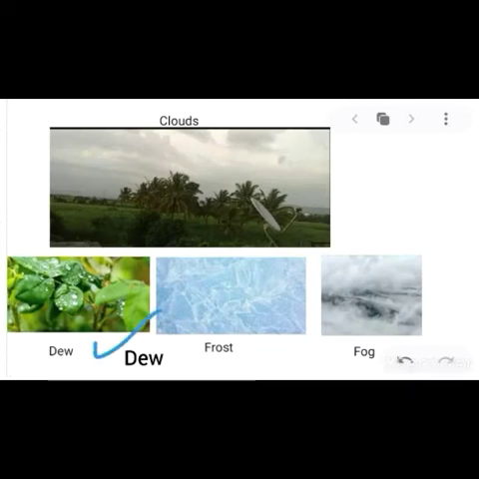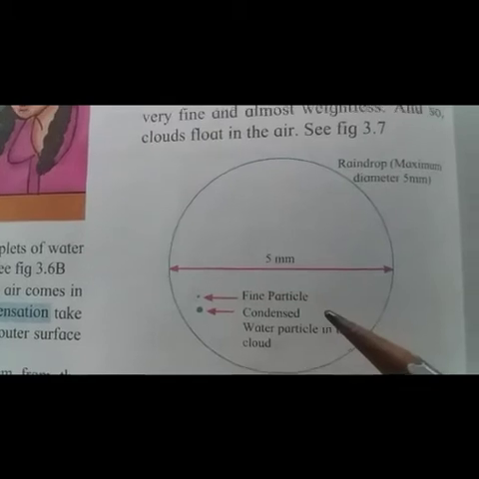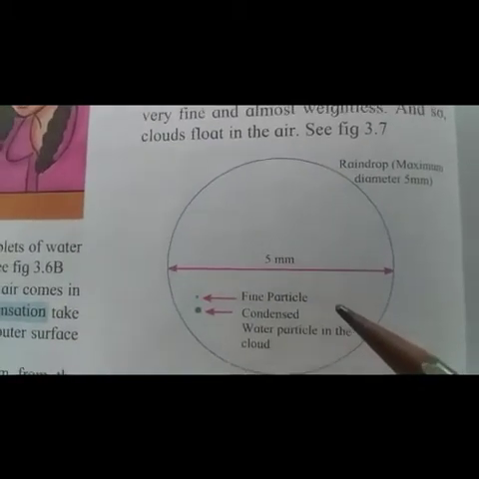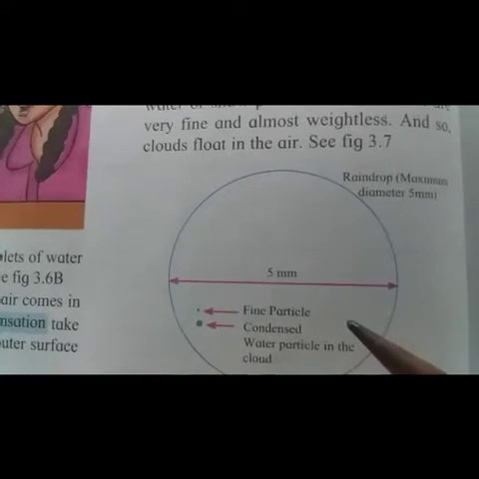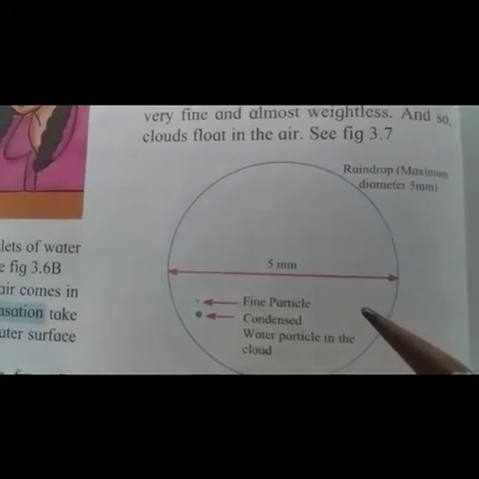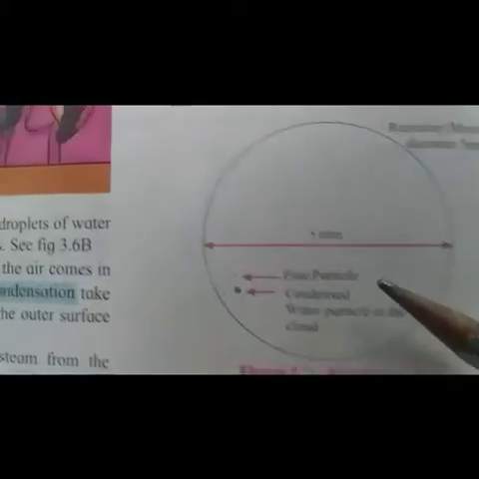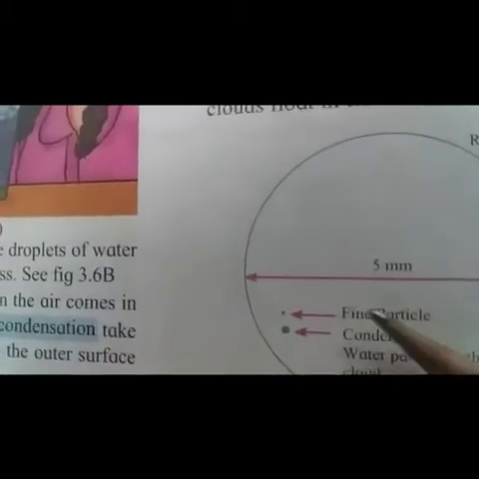Dew, frost, and fog are the forms of condensation at ground level, while clouds are a form of condensation at a higher elevation. Condensation occurs around minute particles in the atmosphere. Condensed water or snow particles in the clouds are very fine and almost weightless, and so clouds float in the air. You can see the size of a fine particle.